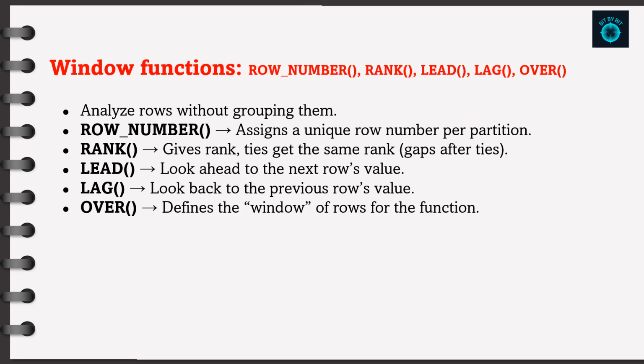ROW_NUMBER gives each row a unique sequential number, starting from 1 within each partition you define. RANK is similar, but if two rows are tied, they get the same rank, and the next rank number is skipped. LEAD lets you look forward to see a value from a later row, while LAG looks backward to see a value from a previous row. All these functions use the OVER clause to define the window, which rows to consider, and in what order.